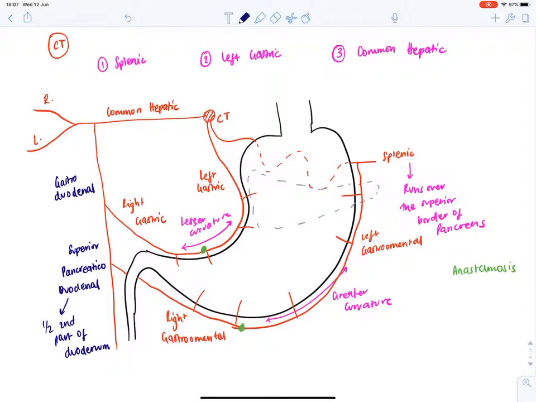And it has two branches. It has an anterior branch, the anterior superior pancreaticoduodenal, and it also has a posterior branch, which is known as the posterior superior pancreaticoduodenal artery. And that would be your posterior branch.